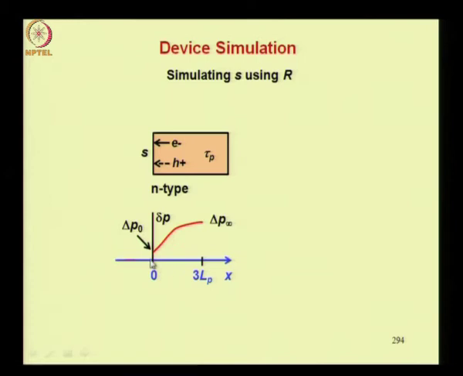Now you know that this variation will occur over a distance equal to about 3 times the diffusion length of holes. So we really want to simulate electron or a hole current towards the surface perpendicular to the surface given by this formula. So the magnitude of the current divided by q is surface recombination velocity s into the excess hole concentration at x is equal to 0, that is this value.